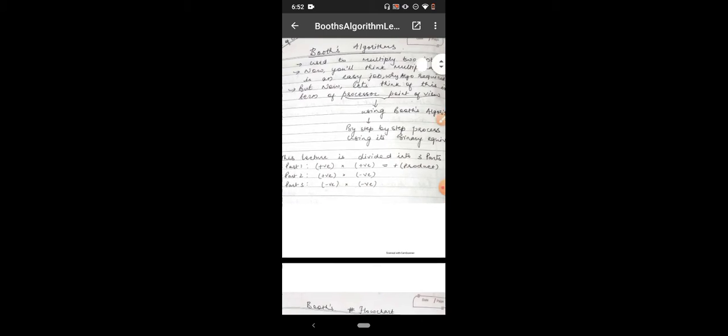The lecture is divided into 3 parts. In the first part, we will see how we can multiply two positive numbers using Booth's algorithm. In the second part, we will see how we can multiply a positive number and a negative number using Booth's algorithm. And in the third part, we will see how we can multiply a negative number and a negative number using Booth's algorithm. Before going on with the example, we will first see the flow chart. It's very important to understand the flow chart before going through the examples.